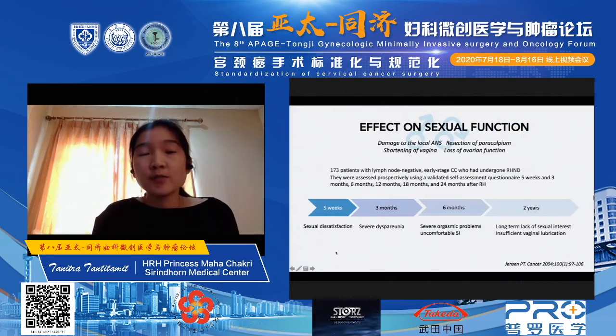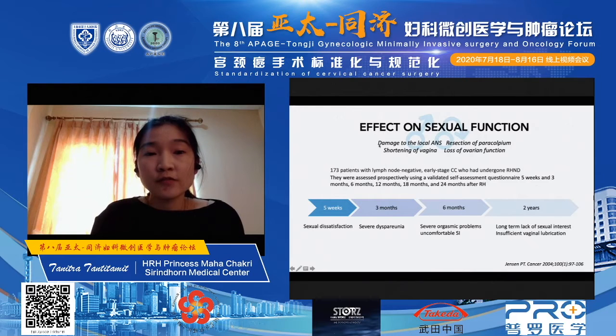Next is a common problem, the effect on sexual function. For the negative effect on sexual function, we believe that it occurs from damage to the local autonomic nervous system, resection of the parametrium, shortening of the vagina, and loss of organ function.